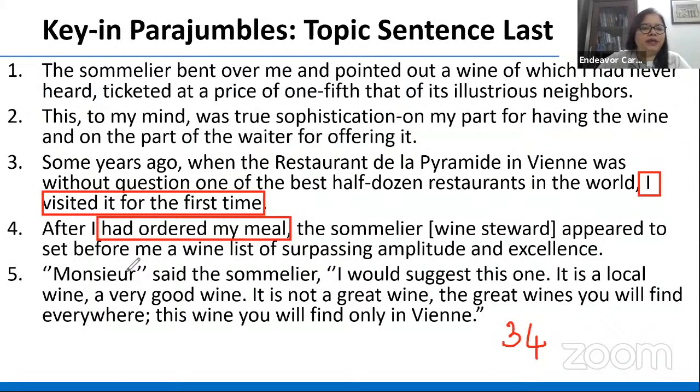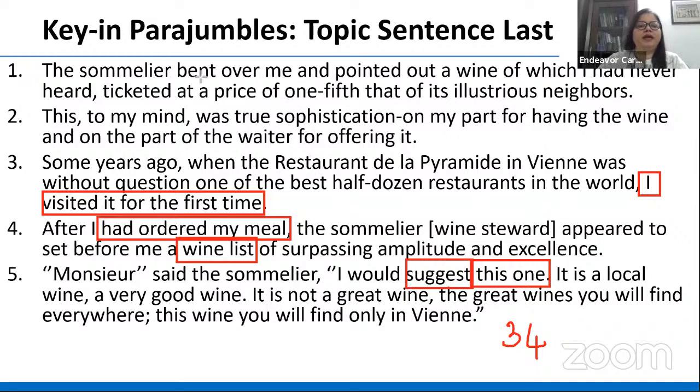Because 4 tells me after I had ordered my meal, the sommelier or the wine steward set before me a wine list of surpassing amplitude and excellence. He sets before me a wine list. So, should it be that I consider 5? I would suggest this one. He suggests one of them, which comes first.